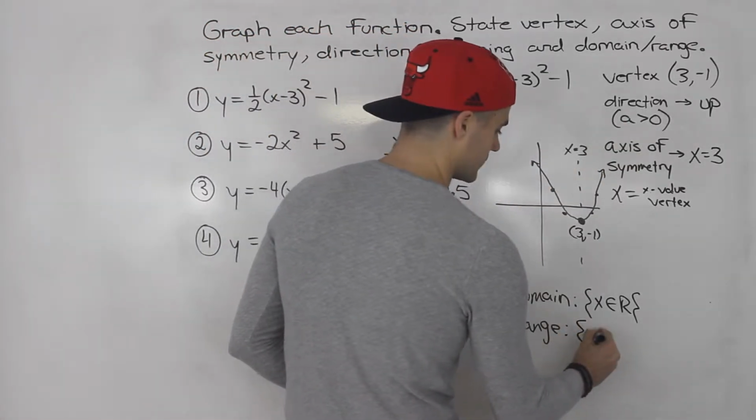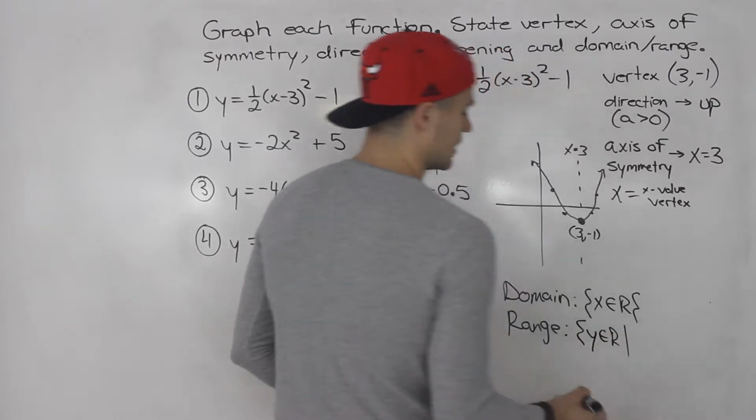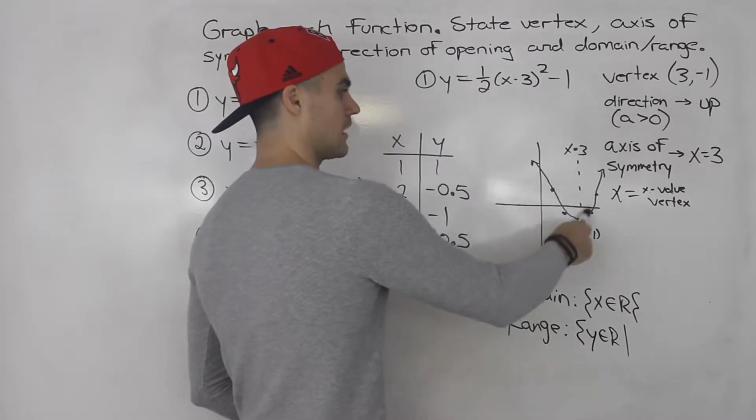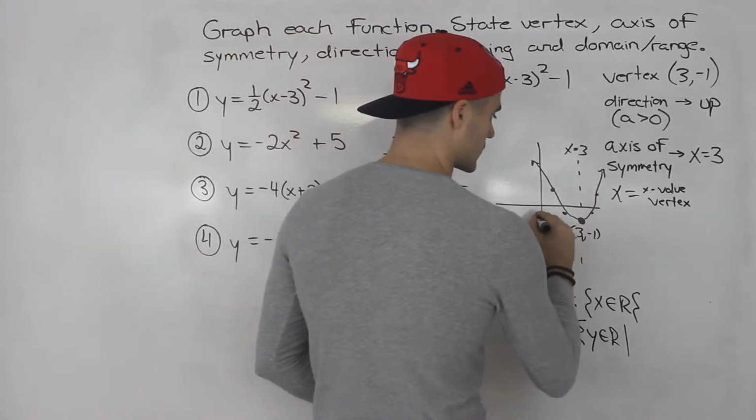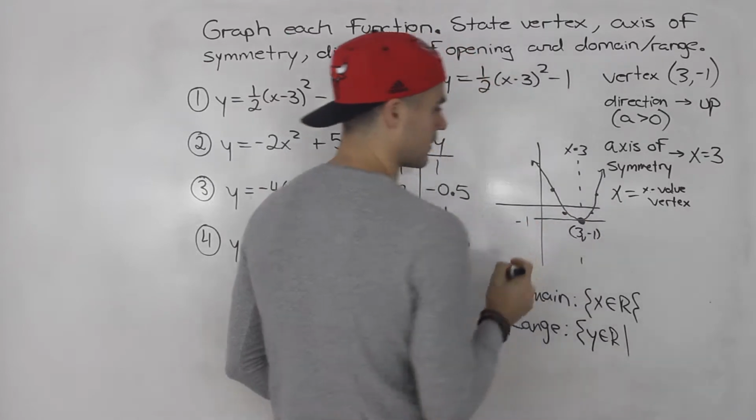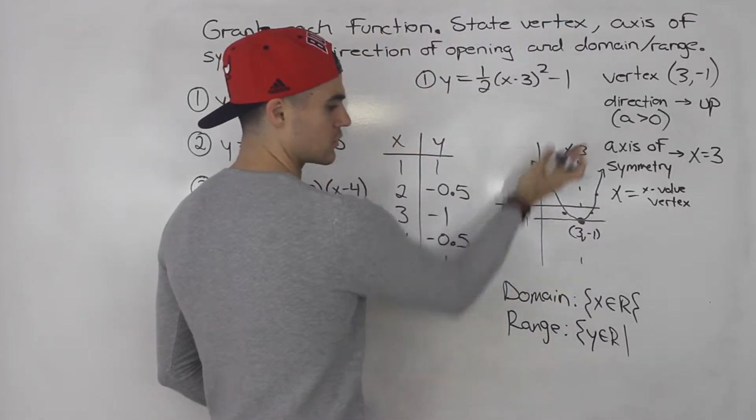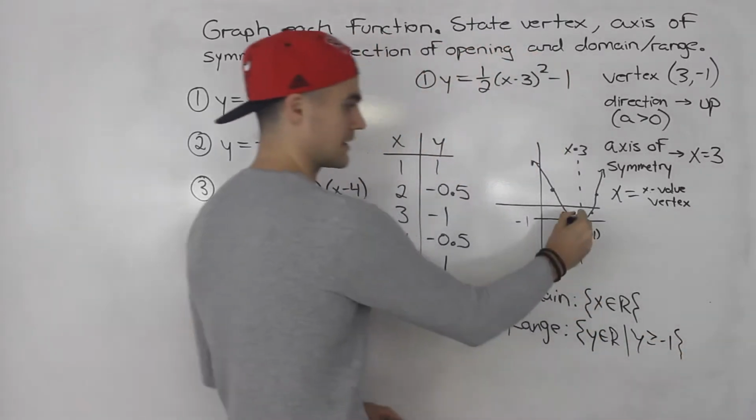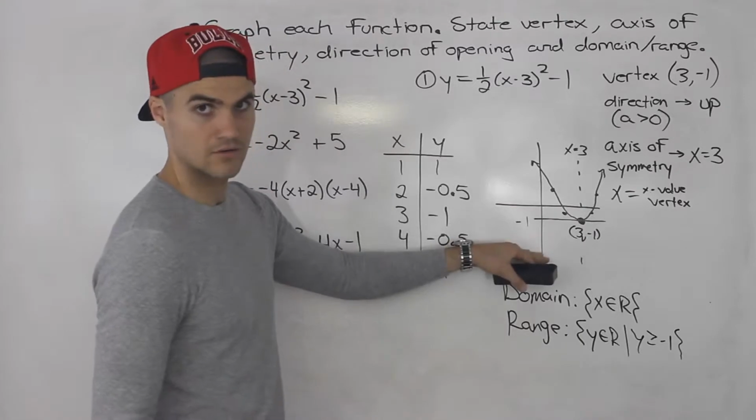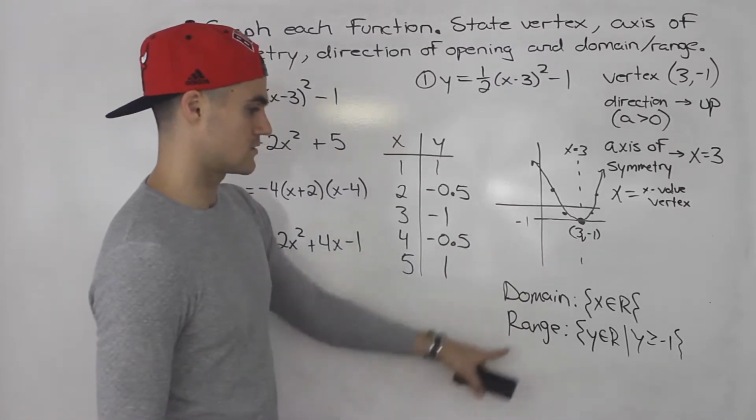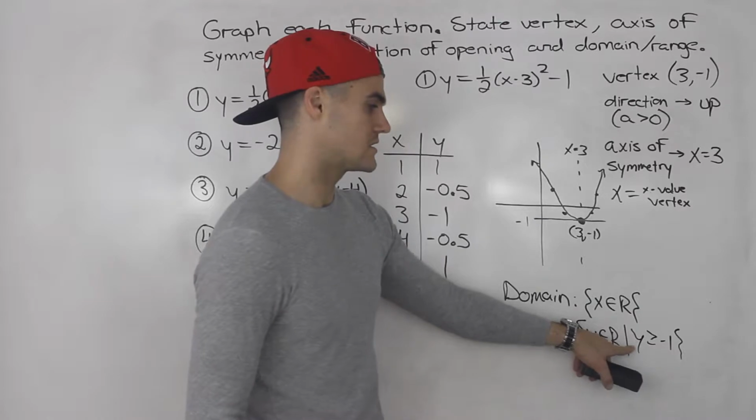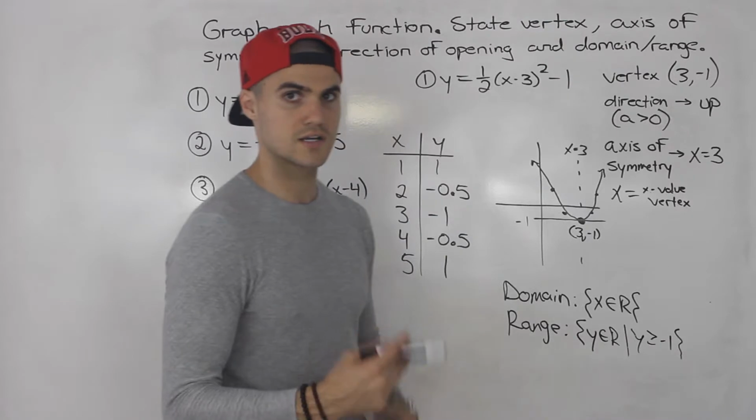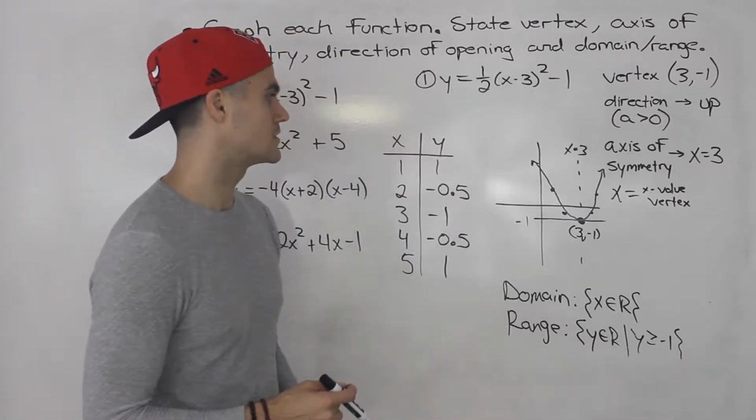The range depends on 2 things, though. It depends on whether it's opening up or down and the y value of the vertex. So notice that it's opening up, and what's the y value of the vertex? It's negative 1. So all the y values are going to be greater than or equal to negative 1. Now, if it was opening down, then all the y values would be less than or equal to negative 1. So this is always the range, y is an element of R, and then y is either greater than or equal to or less than or equal to the y value of the vertex, depending on if it's opening up or down.